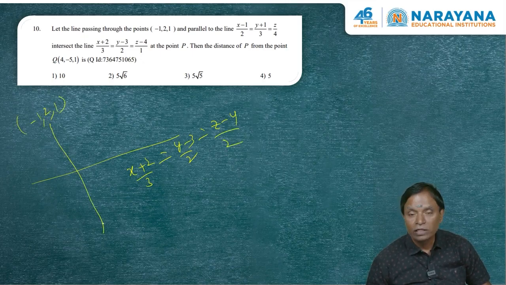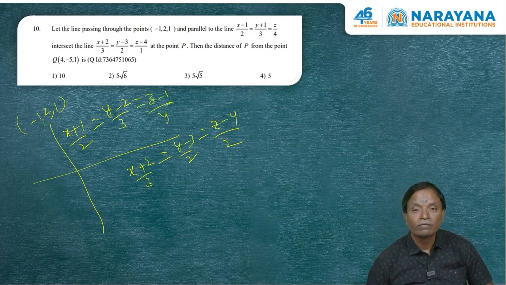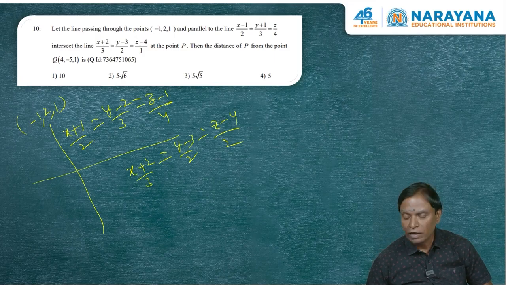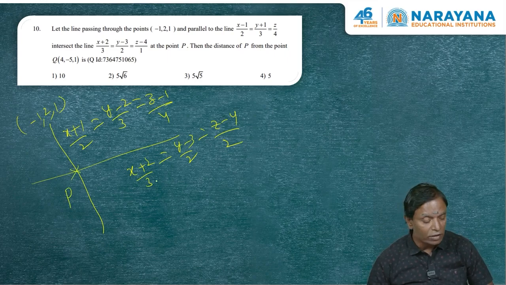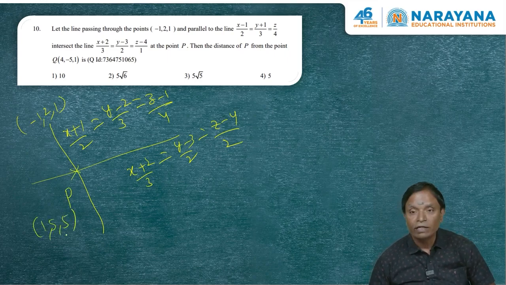The line passing through this point and parallel to the given line, you can take (x + 1)/2 = (y - 2)/3 = (z - 1)/4. You are given that these two lines intersect at a point. You can solve these two equations and get the coordinates of P, which you will get as (1, 5, 5).